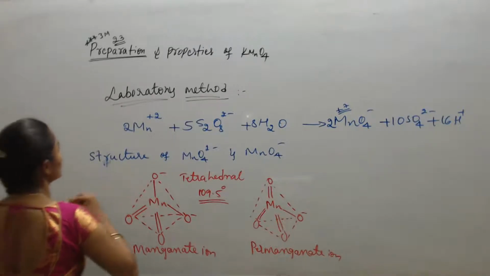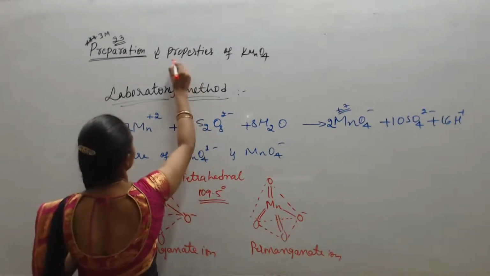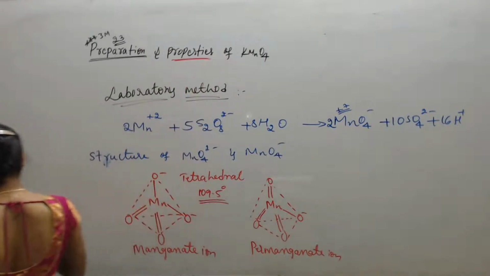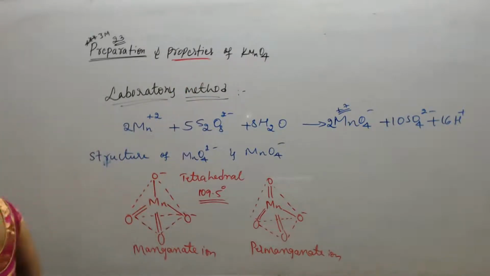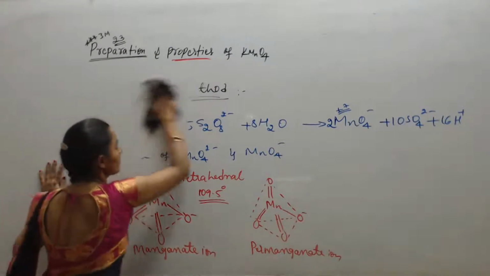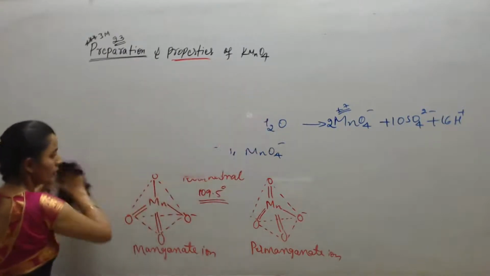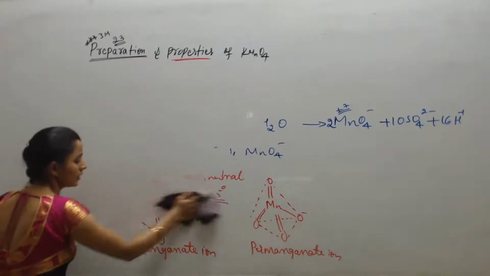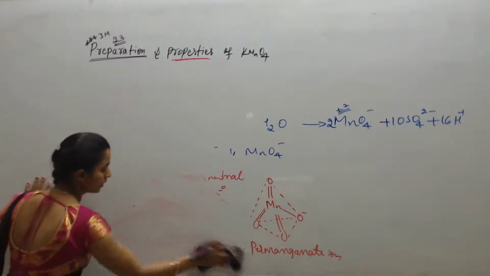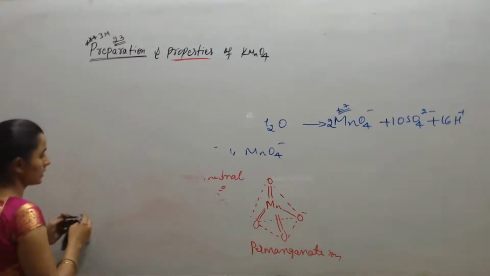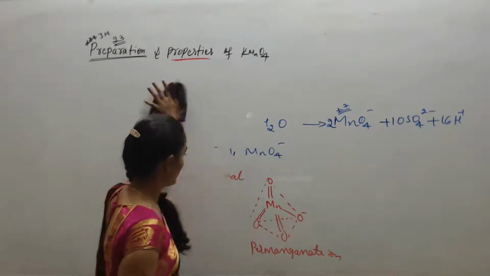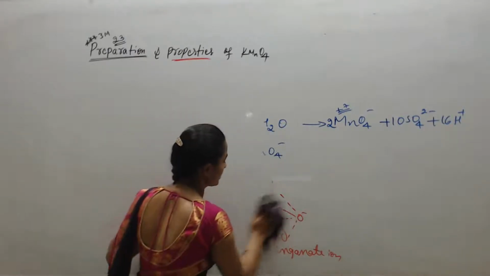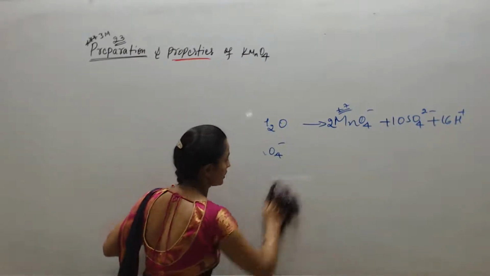Now we come to properties. So in the properties, we are going to study the chemical properties, that is basically the oxidizing nature of this potassium permanganate.